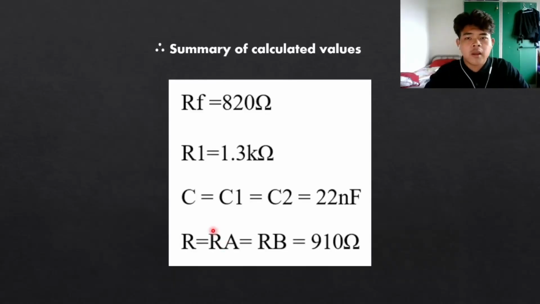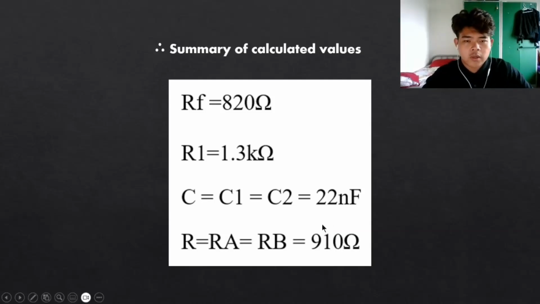So from there, the summary of calculated values that we've got so far is: RF equals 820 ohms, R1 equals 1.3 kilo ohms, and capacitance C equals C1 equals C2 equals 22 nanofarad, and R equals RA equals RB is also equating to 920 ohms.